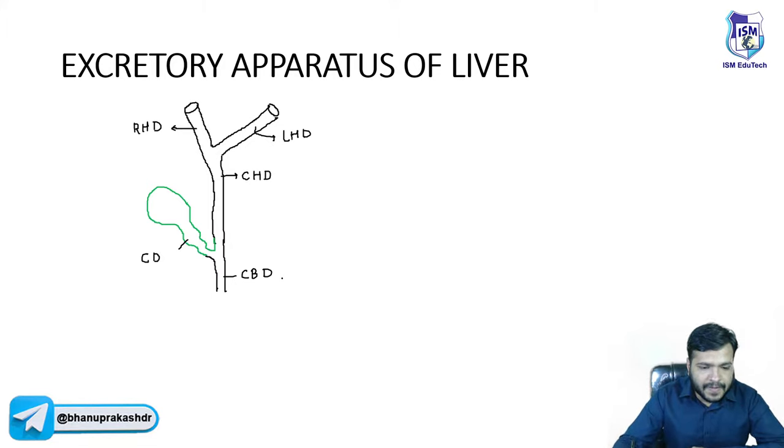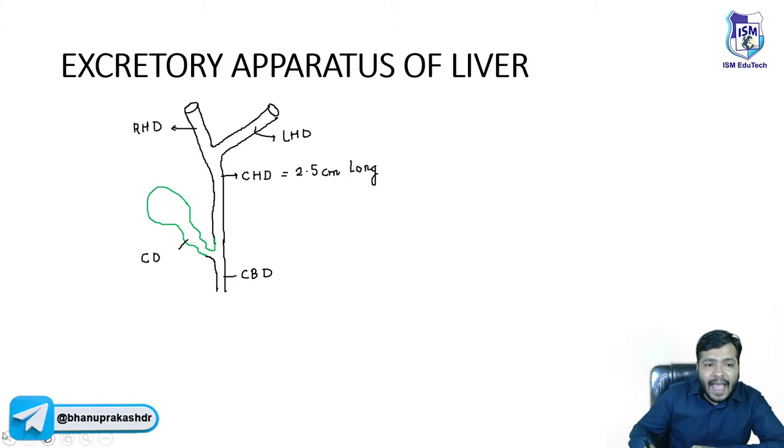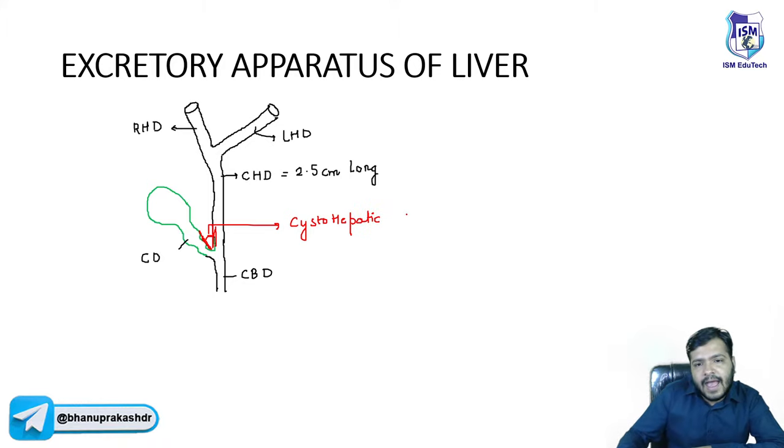Now remember, the common hepatic duct is 2.5 centimeter long. Remember that there is an angle between the cystic duct and the common hepatic duct, and this is called the cystohepatic angle. Remember that the cystohepatic angle is always an acute angle.